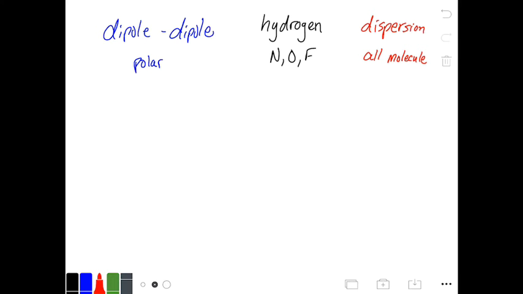So I'll give you a clue. A, B, C, and D on this exercise are all molecules, so you know every single one of them has dispersion force. Okay, so let's check it out. I'm going to do the first one for you. Letter A here is CO2. We know this is carbon dioxide, so we have to determine what forces are present in this particular molecule.